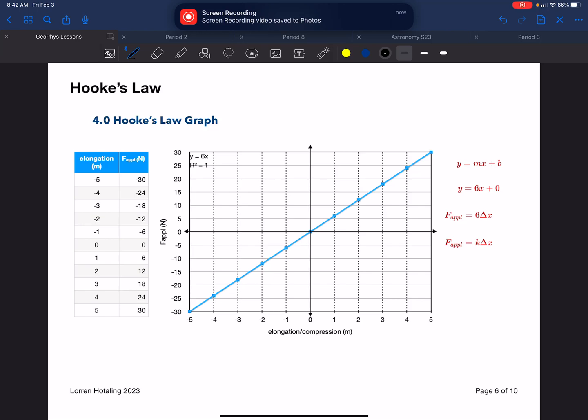In this segment, we'll look at the Hooke's law graph. Now we'll notice there's some data, some elongation data or displacement data, the force applied in newtons, and we have a graph. This has been labeled as the independent and this as the dependent. So we have the elongation, compression, displacement on the horizontal axis and the force applied on the vertical axis.